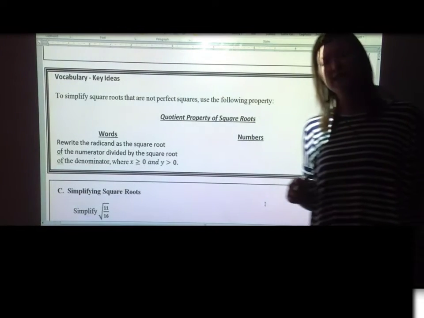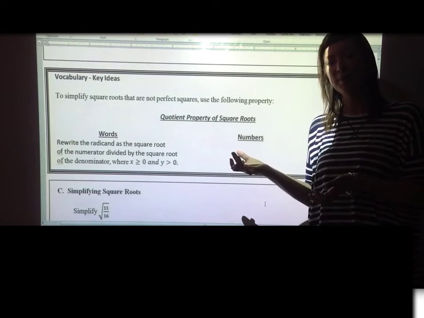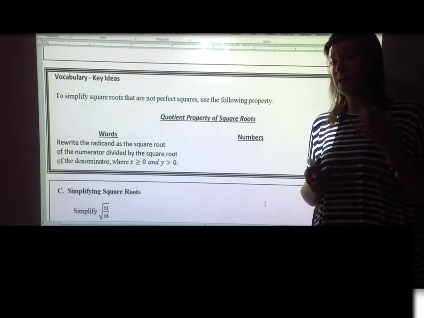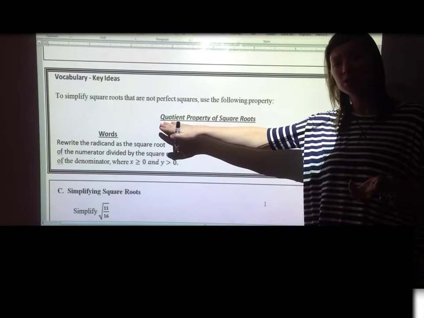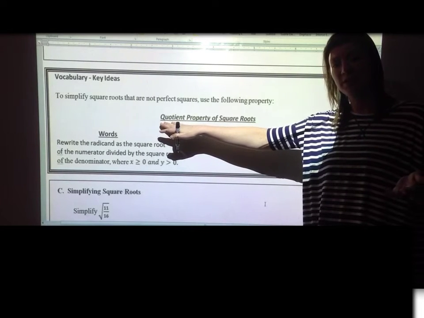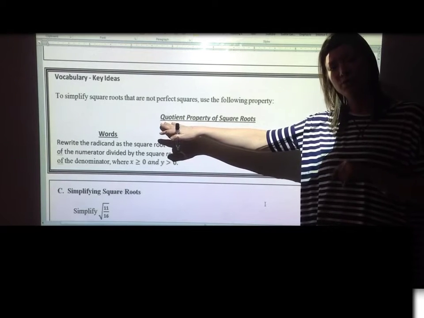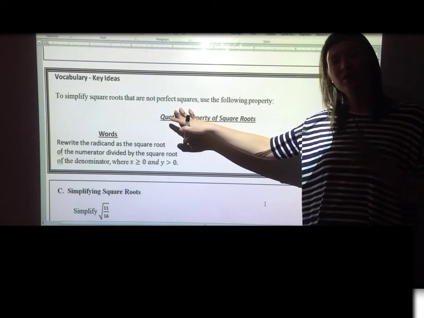So now we're moving into the next property that we have of square roots. We just talked about the product property of square roots, and now we're going to talk about the quotient property of square roots. You can get a hint from the title of the property, and since it starts with the word quotient, hopefully you remember we're going to be dividing somewhere in this problem, and because of the division, we're going to use the quotient property of square roots to solve. So again, this is when they're not perfect squares.